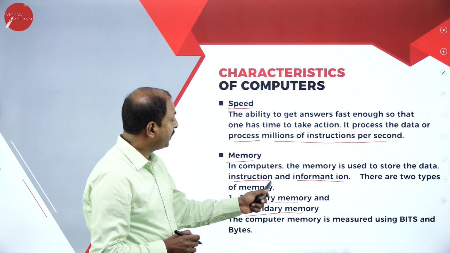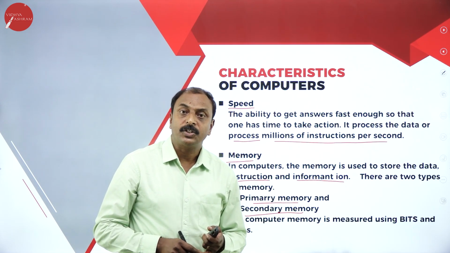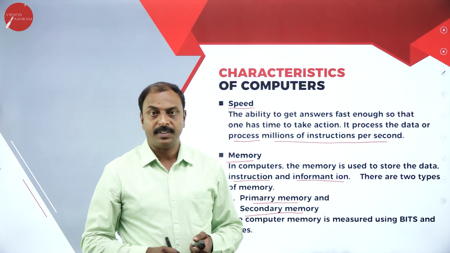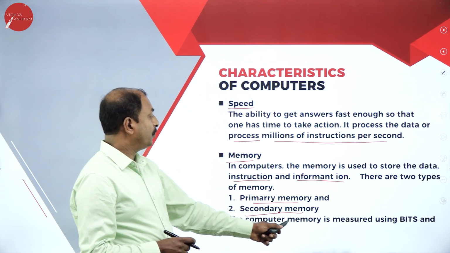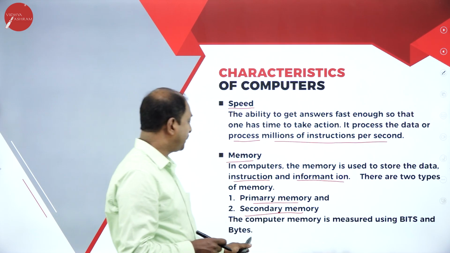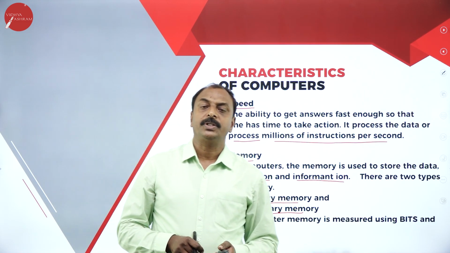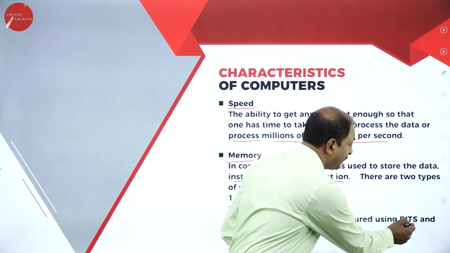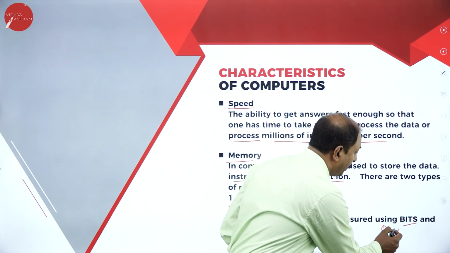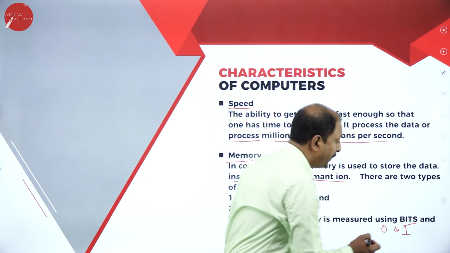So with the help of these two types of memory, we can store a lot of information. That is nothing but memory. And the computer memory is measured in terms of bits and bytes. So that is the unit of memory. Here, what are bits and bytes? Here, 0 and 1 are called bits.